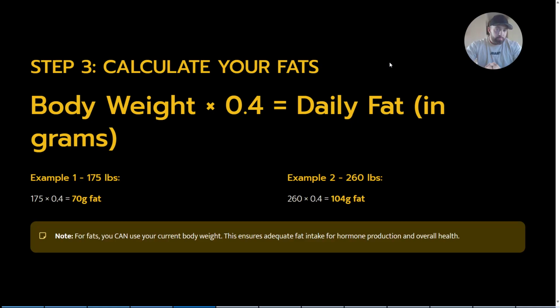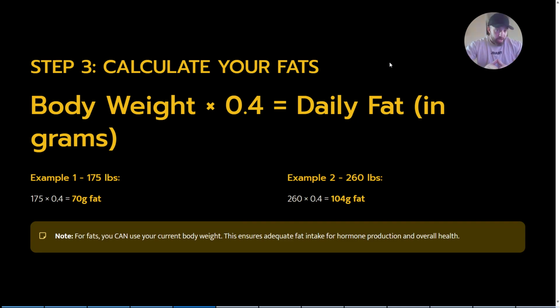Unlike the protein, when we took the ideal body weight and figured out the protein mass, fat is very important for you to stabilize hormones and to aid in fat loss and digestion and mood regulation and libido. So you can take your fats for now and take it times your current body weight if you're 260 pounds. So 260 pounds times 0.4 equals 104.